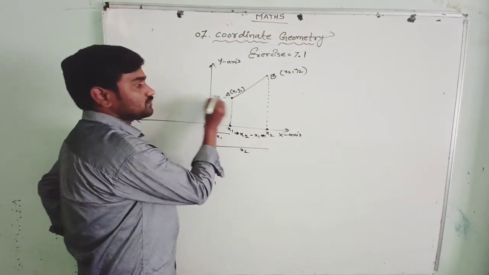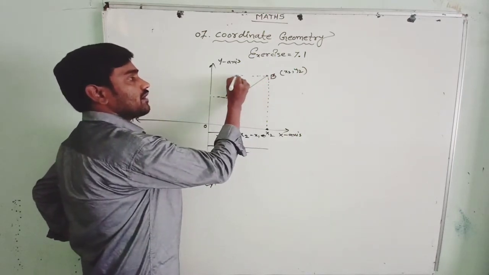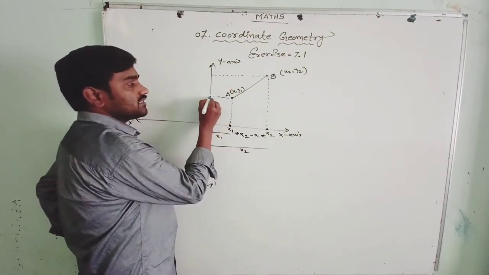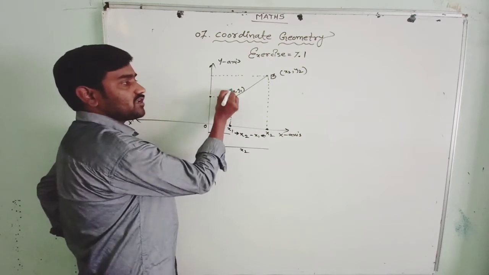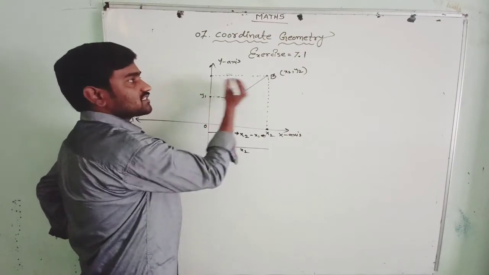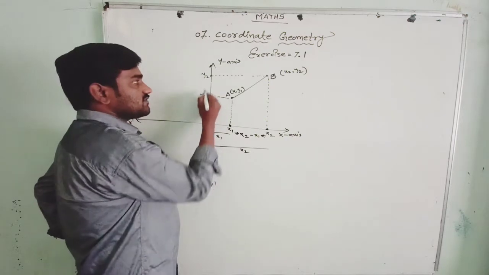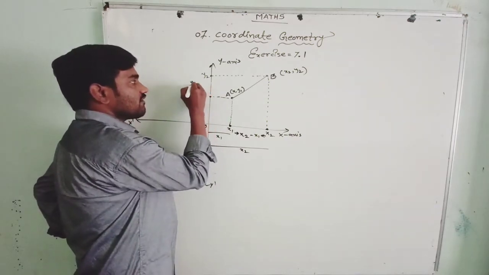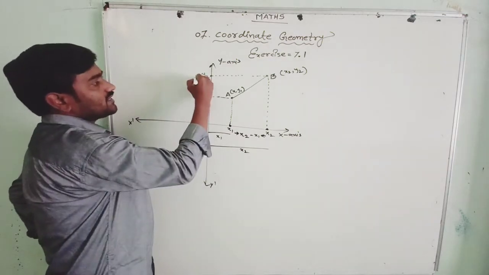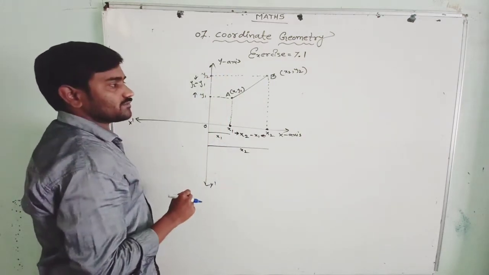Similarly, we will draw 2 horizontal lines from point A and point B. Why? See that this point is on the y axis, so the x value will be 0, and we get y1. And this point is on the y axis, where the x value is 0, and we get y2. The distance between these two is y2 minus y1.